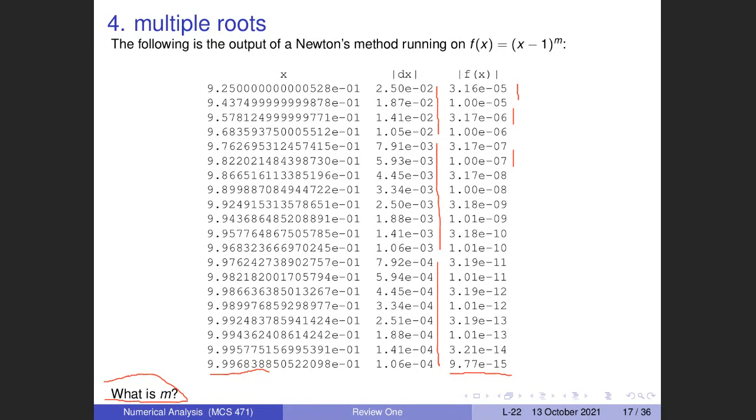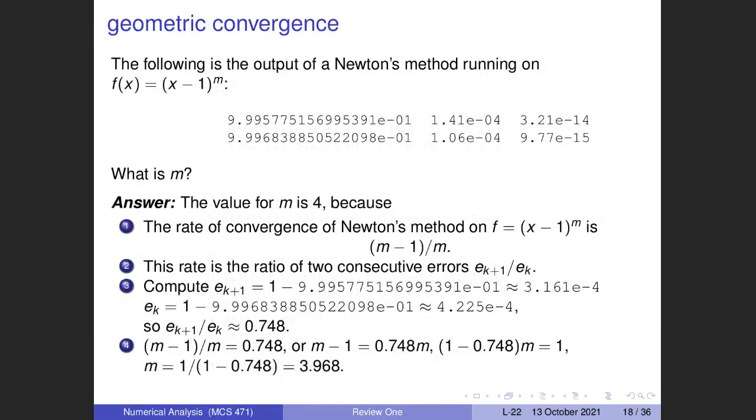But you can improve it knowing that the rate of convergence is geometric when Newton's method converges to a multiple root. And that we can exploit to estimate the multiplicity. So what is m? It is 4. The 4 is computed by taking the ratio of 2 consecutive errors. So it should be close to 3 over 4. And indeed, we find 0.75.